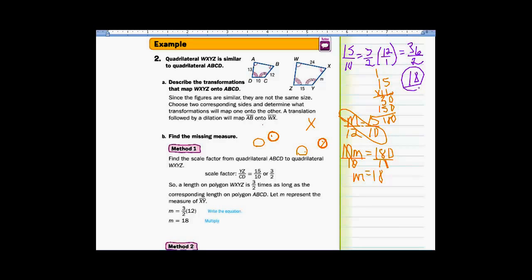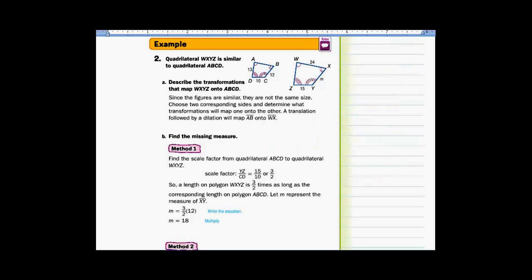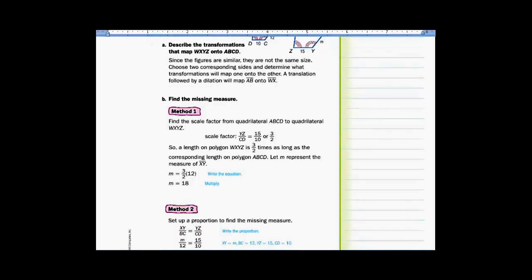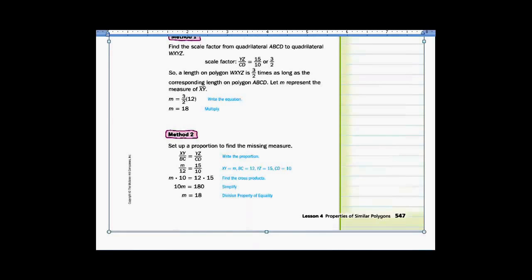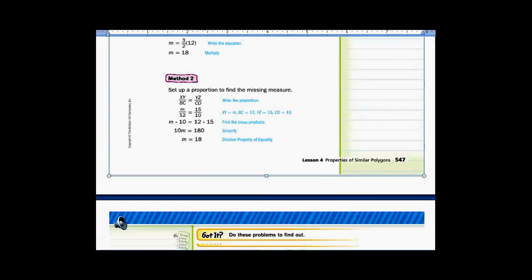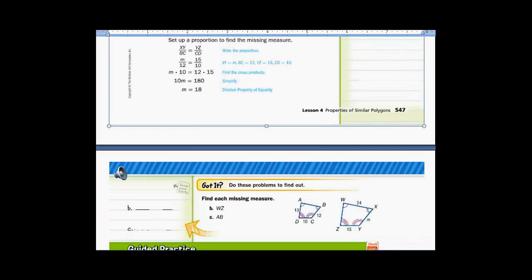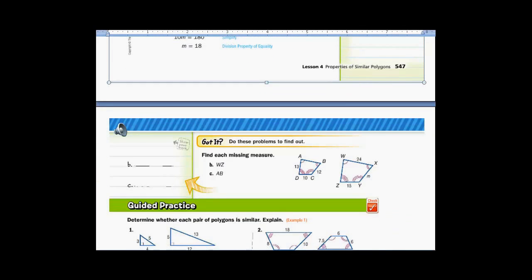I think proportional methods are the way to go. That's just my opinion, though. So you can choose either one of those methods that you wish, but you will see me using proportions more often. And in fact, the more you can get used to using proportions, the better, because proportions can solve a lot of problems in math. All right, so I want you to try Got It, B and C, and then this very short lesson is done. So pause and try each of those missing measures, please.